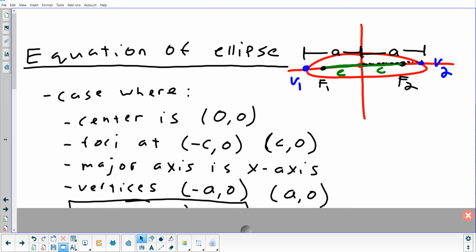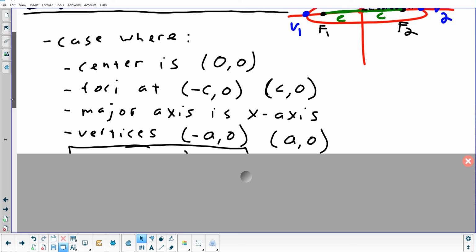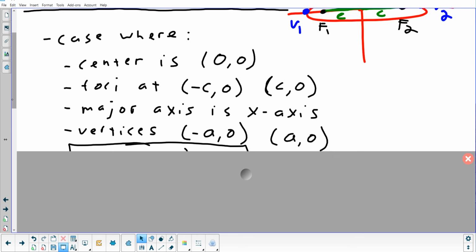So what does that mean? A is the distance from the center to the vertex. I didn't tell you what B is yet. I'll tell you that in a second.